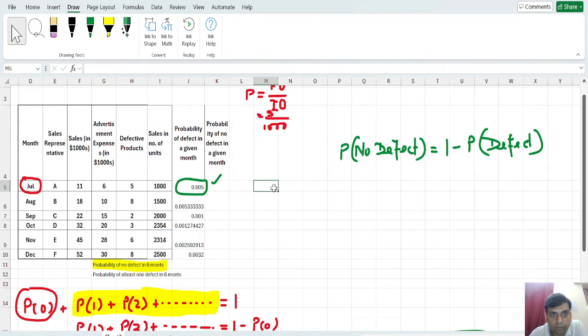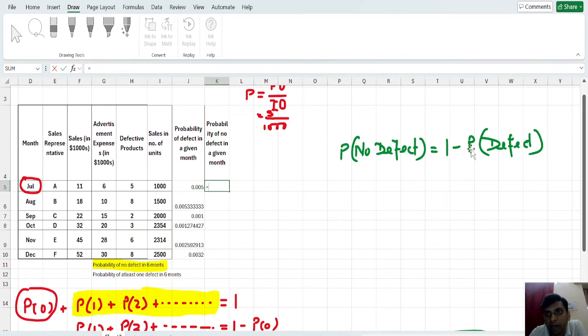So in this block we will put equal, and then we will apply this formula 1 minus P of defect. So we will put 1 minus, and probability of defect is this one, this block, and we will put enter. So this is the probability of no defect in month of July, and this is the probability of defect in month of July.